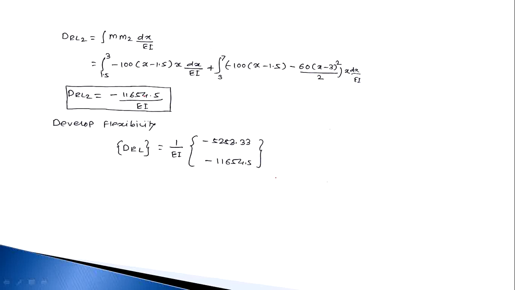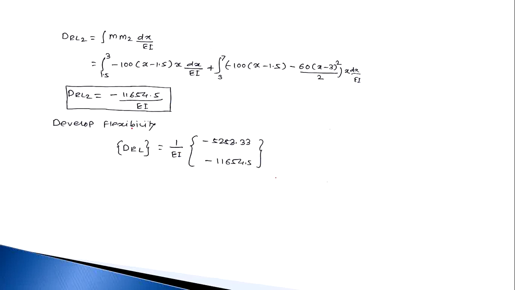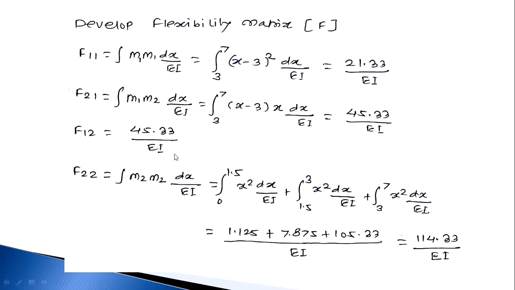Solving this equation, we got DRL2 is equal to minus 11,654.5 upon EI. So develop the flexibility matrix. DRL is equal to, taking 1 upon EI as a constant, the equation becomes 5253.33 and minus 11654.5. This is the DRL matrix.